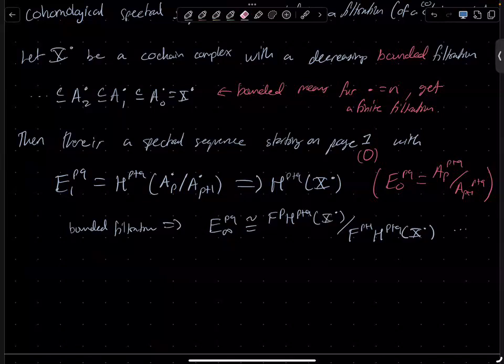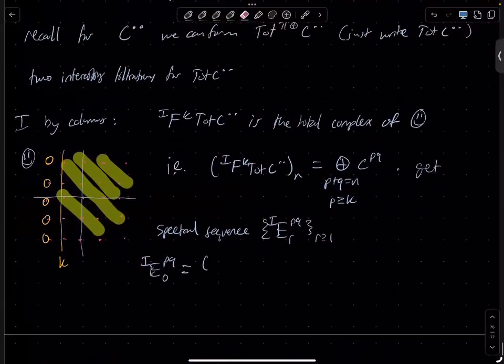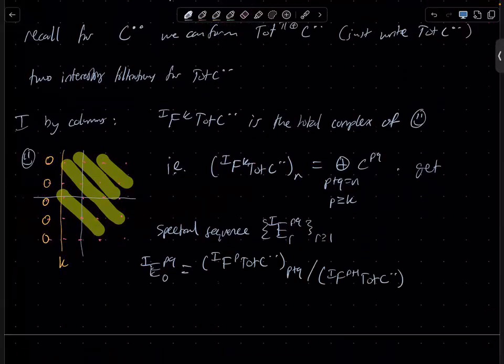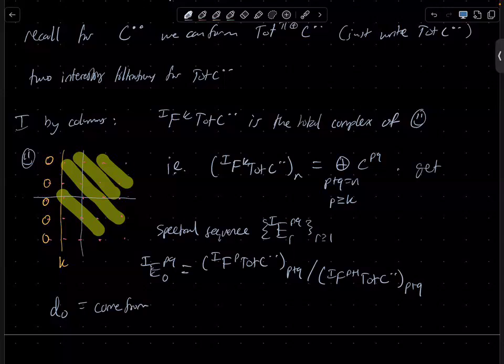I'm just going to use the pieces here. So this is going to look awful, but it's F_P tot C bullet sub P plus Q, and then mod out by F_{P+1} tot C sub P plus Q here. And then the d0 maps just come from the d_V in C bullet.